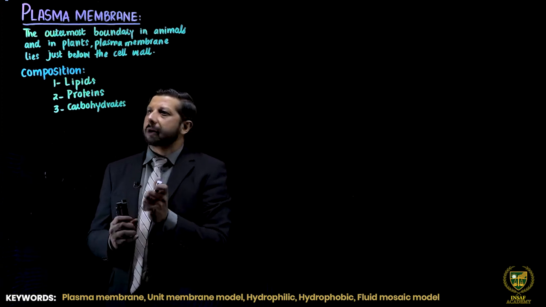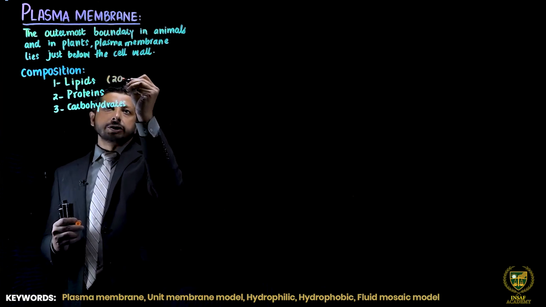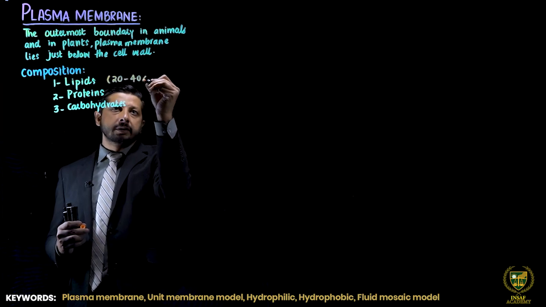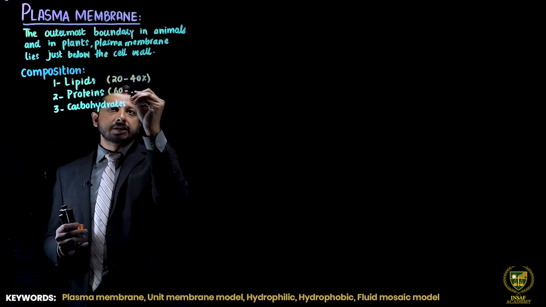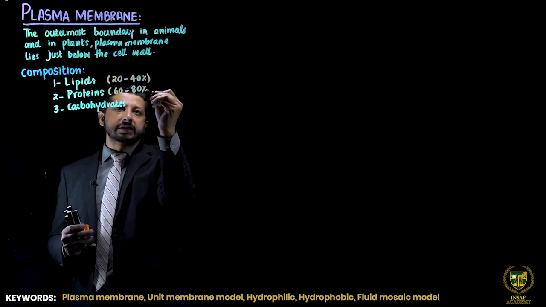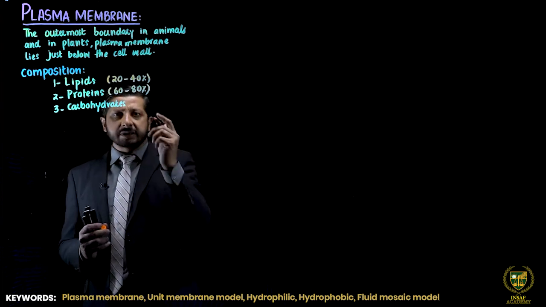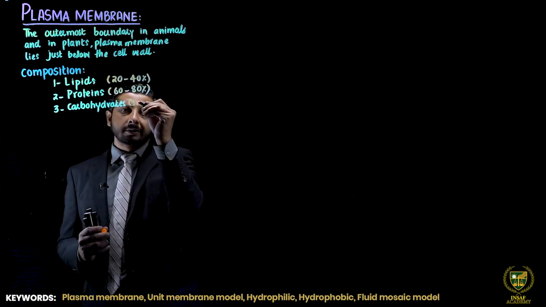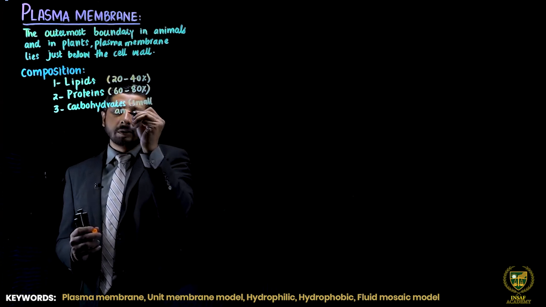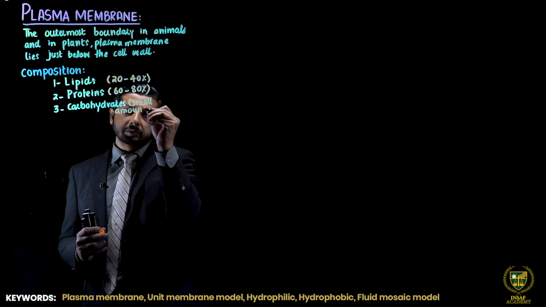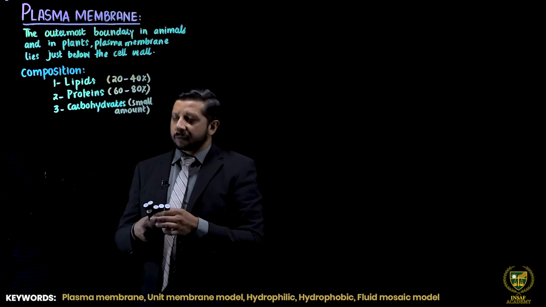In the plasma membrane, the lipids constitute 20 to 40%, while the proteins constitute 60 to 80%. Clear? While the carbohydrates are present in small amounts, but they are part of the plasma membrane.